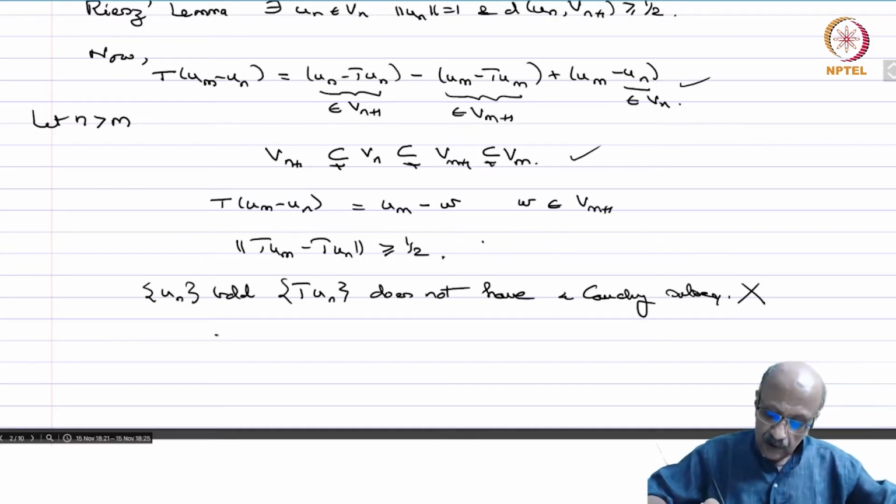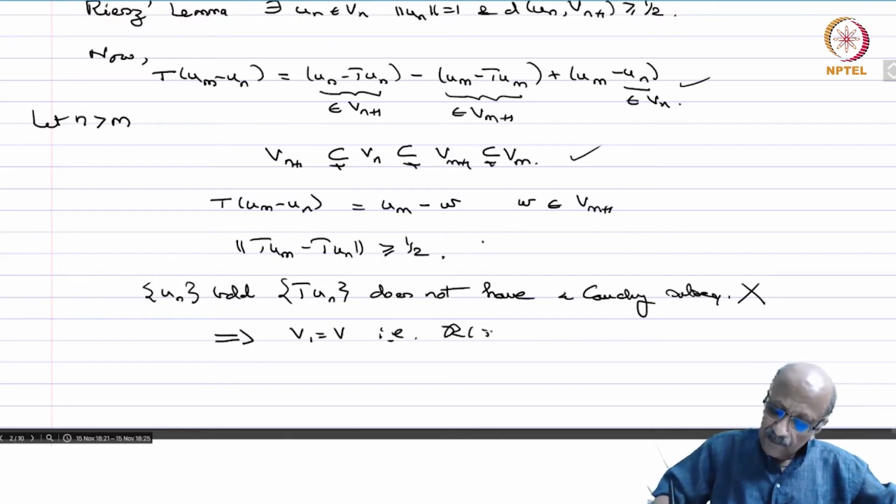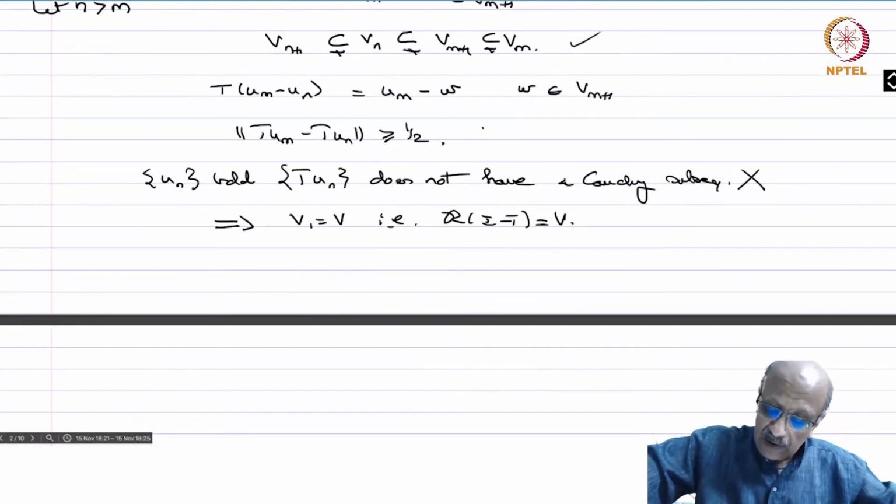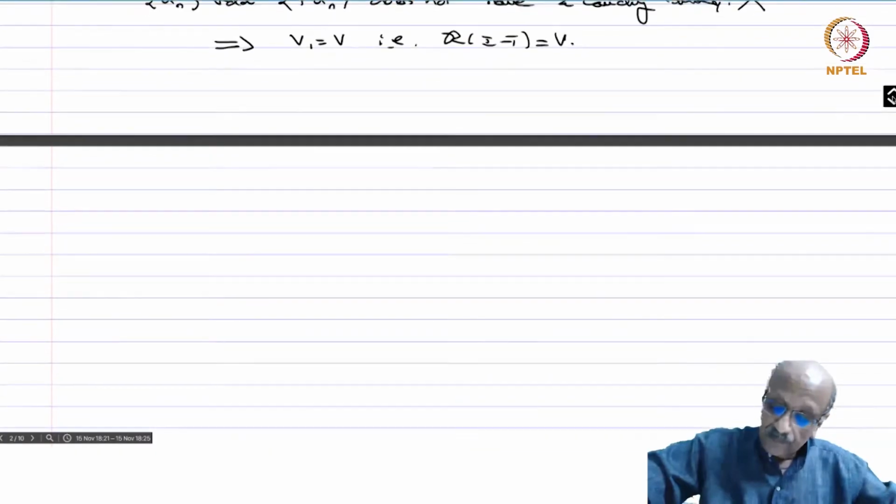And therefore this implies that V1 equals V, that is, the range of I minus T is all of V. So if it is 1 to 1, then it is in fact onto. So now we have to claim the other one.